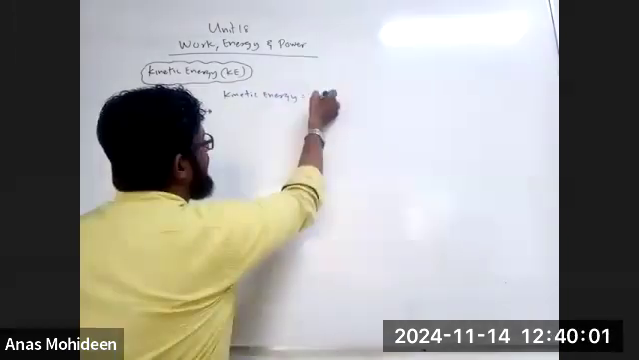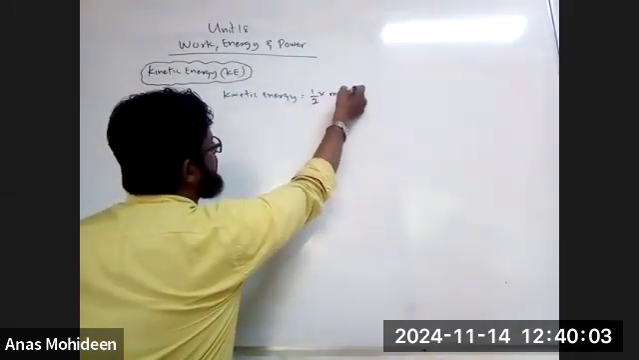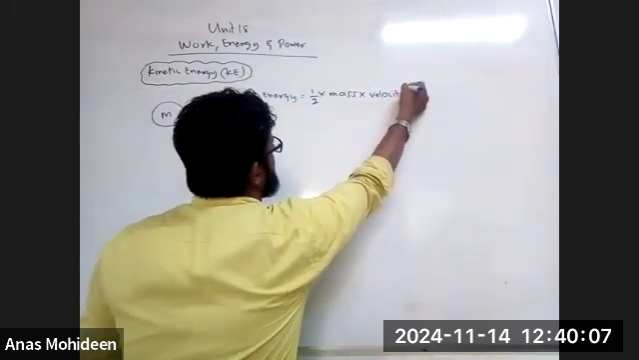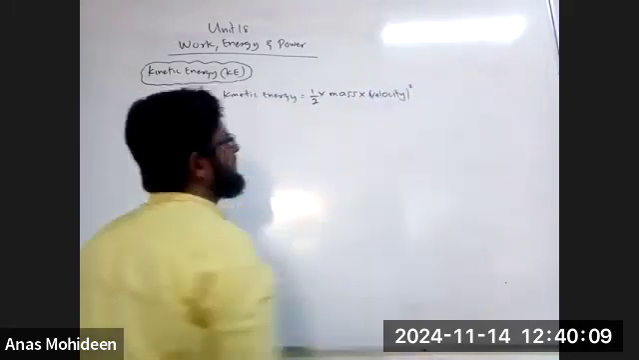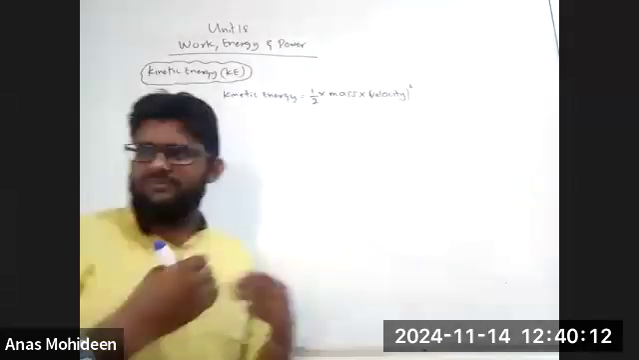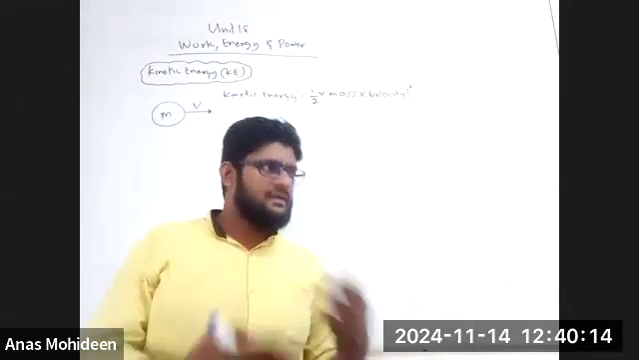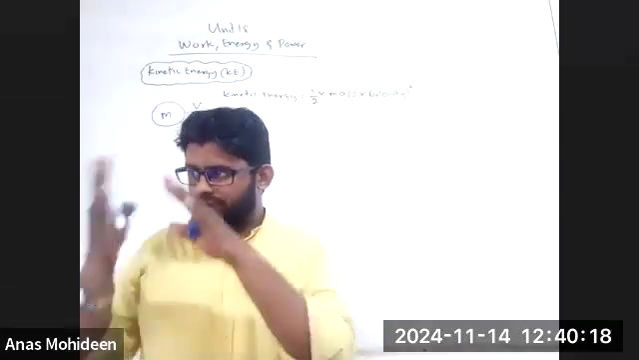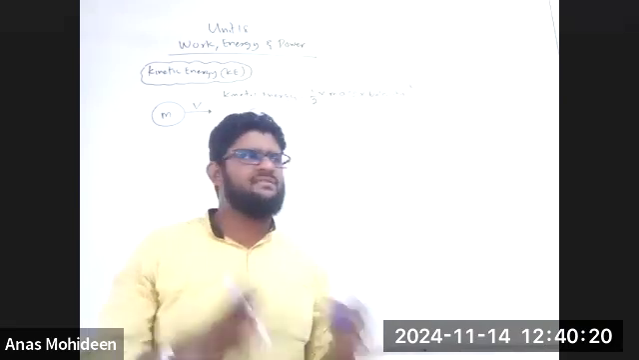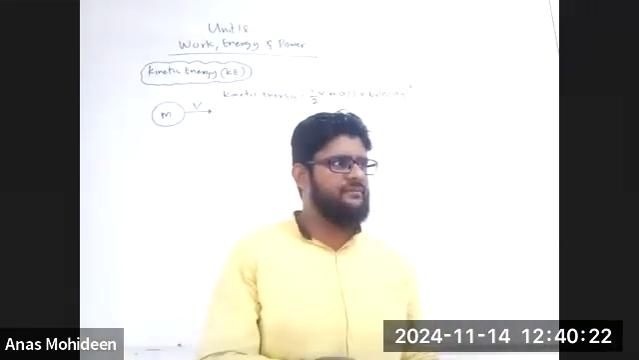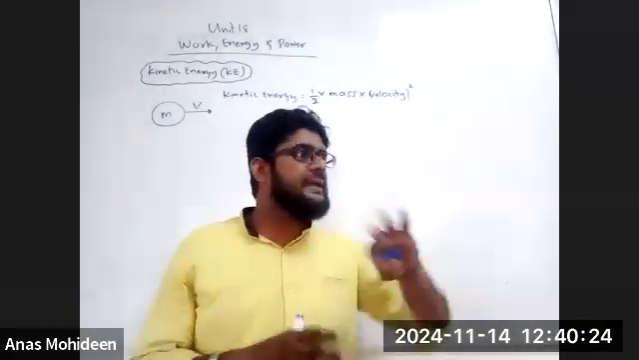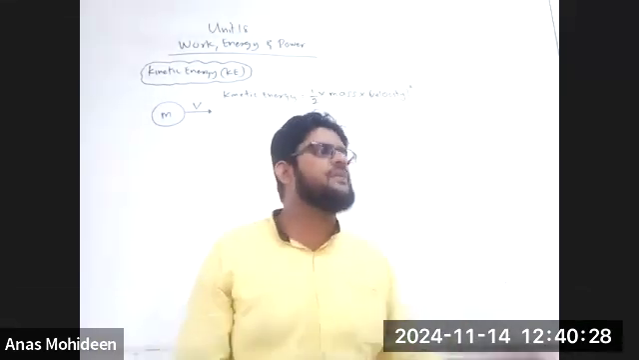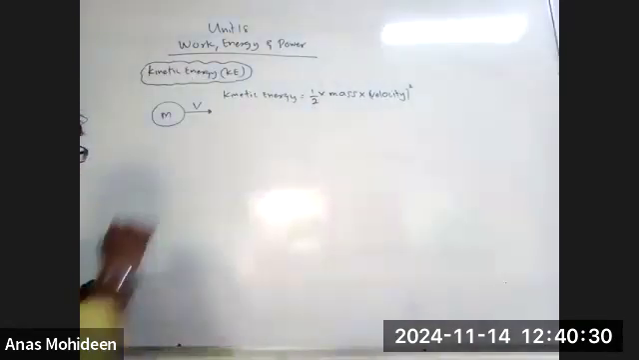Second formula, half into mass into velocity square. Velocity square means velocity you have to multiply 2 times. That means not by 2. It's not multiplied by 2. Velocity into velocity. If the velocity is 5, 5 into 5. Velocity is 10, 10 into 10. The power you have to do. Square you have to make. Understand? Velocity is 100, 100 into 100.